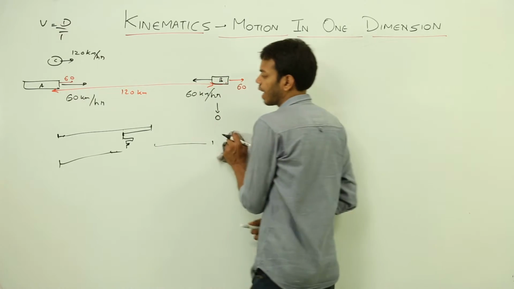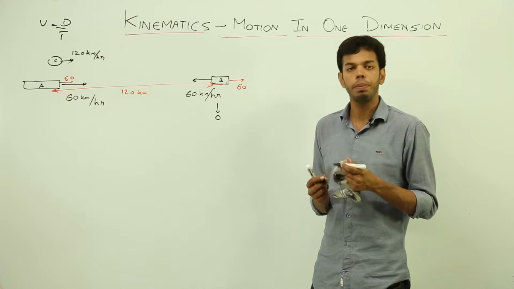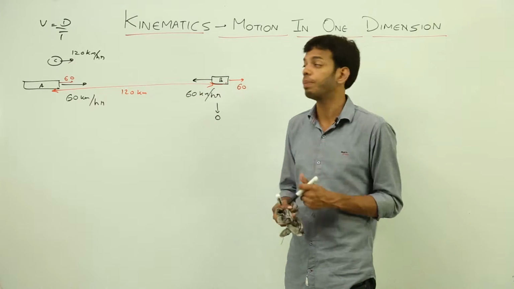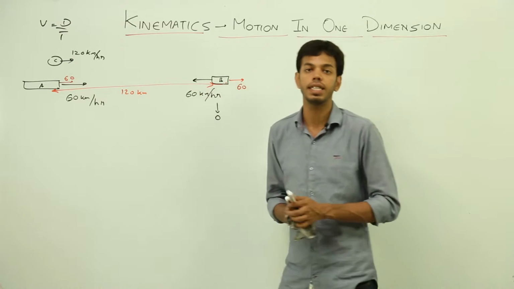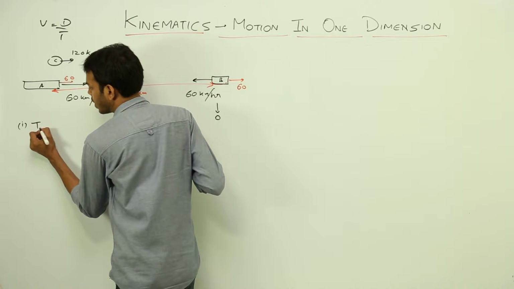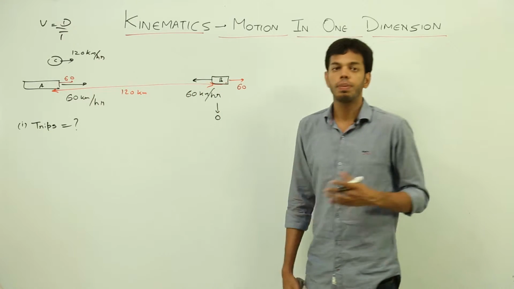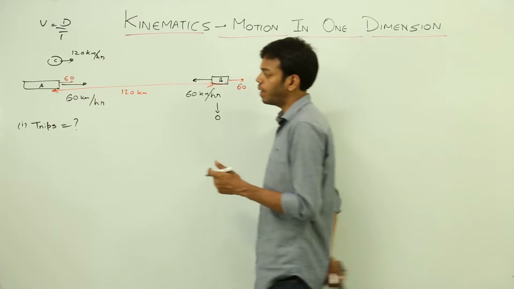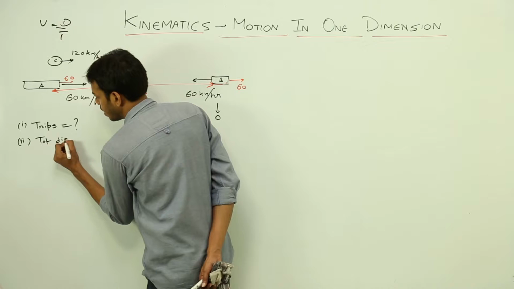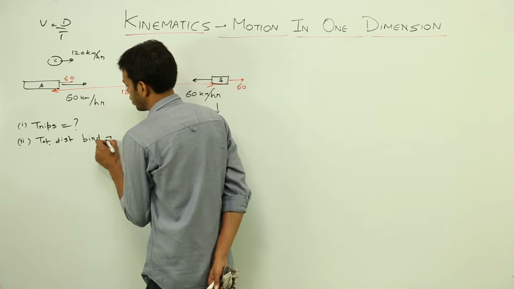So we need to find out how many trips the bird made before the collision happened. Number one. Number two, we have to find the total distance covered by this bird C. First thing, we need to find the total number of trips which the bird makes before the trains collided. Number two, we need to find the total distance the bird covered before the collision.